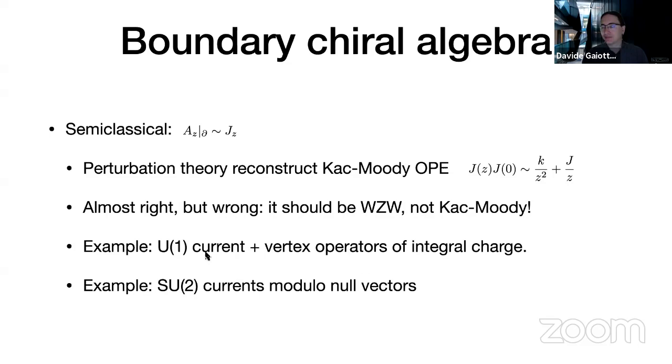A prototypical example is U1 at level one. If you have U1 at level one, you get extra vertex operators whose dimension is 1/2 and which behave like free fermions. And so the boundary chiral algebra is actually a chiral free fermion instead of being just a U1 current algebra. If you have SU2 gauge theory, all that you do is to lose these null vectors in the Kac-Moody vertex algebra. But if you have SO3, again, you get the SU2 currents, but you also get an extra vertex operator, which is not built from the currents.